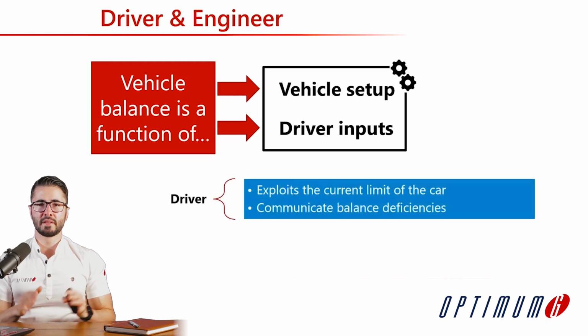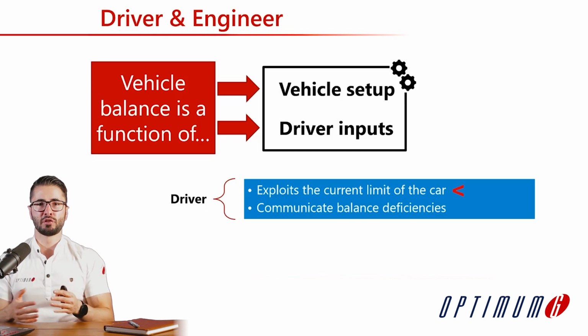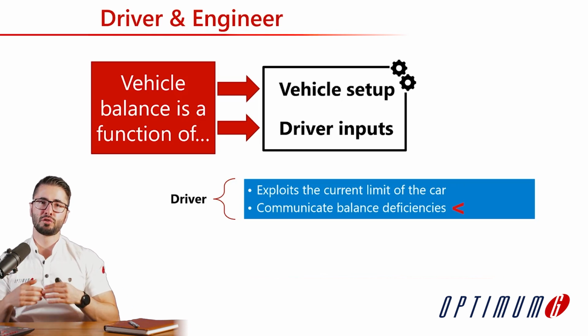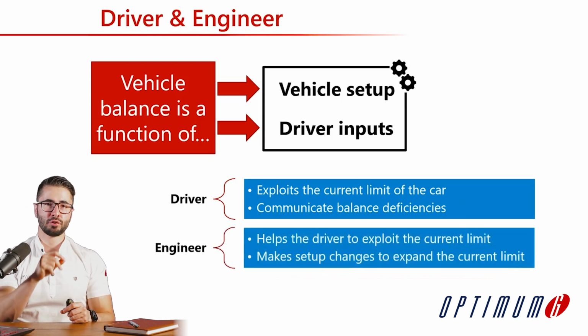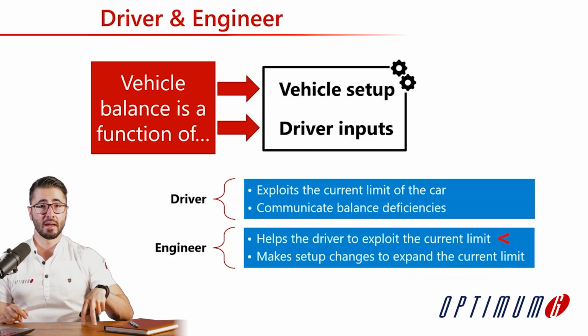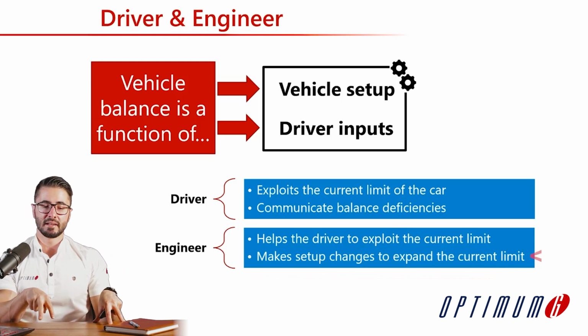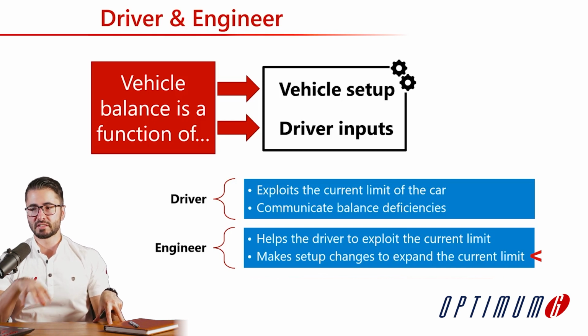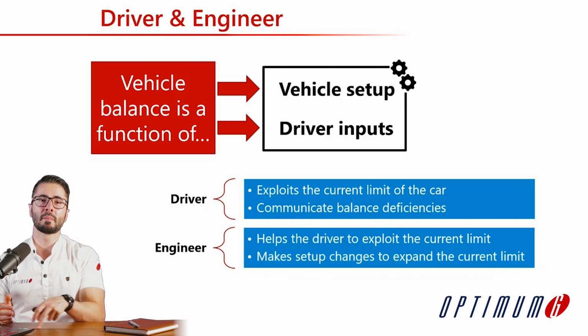First, with the driver, what should be the driver doing? The driver should be exploiting the current limit of the car and making sure he identifies any issues with car balance. And then on top of that, he should be communicating this information to the engineer. On the engineer side, he should be first helping the driver to exploit the current limit by analyzing data and video with them. And again, we have a separate video on how to do that. And then second, also making setup changes to expand this current limit and to allow the driver to exploit this limit. So here we can see that both of them are working together.